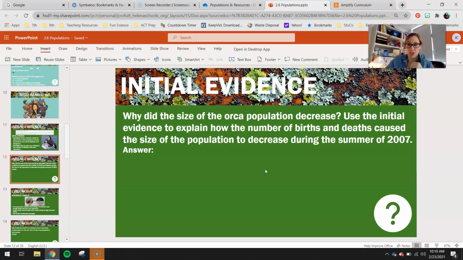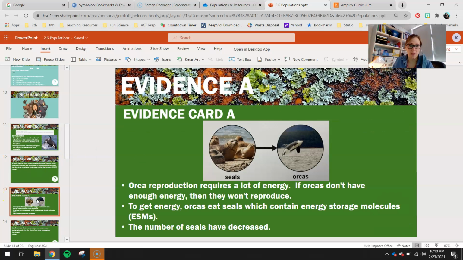All right, moving on, so you should have finished your initial response. Let's go ahead and take a look at evidence A. On evidence card A, you are given this little food web where seals are eaten by orcas and therefore are giving their energy to the orcas. So you can pay attention to the direction of that arrow.